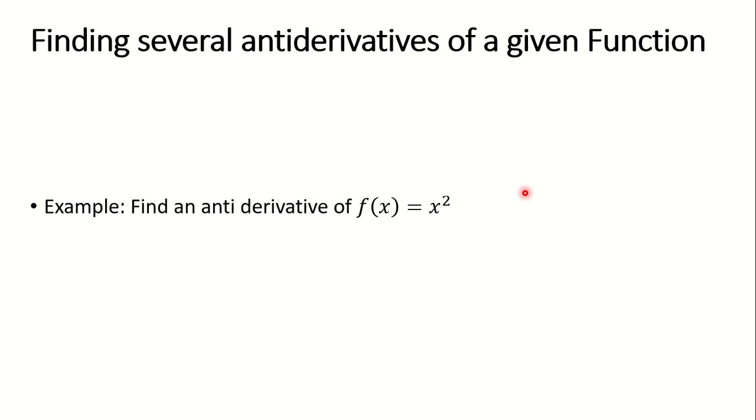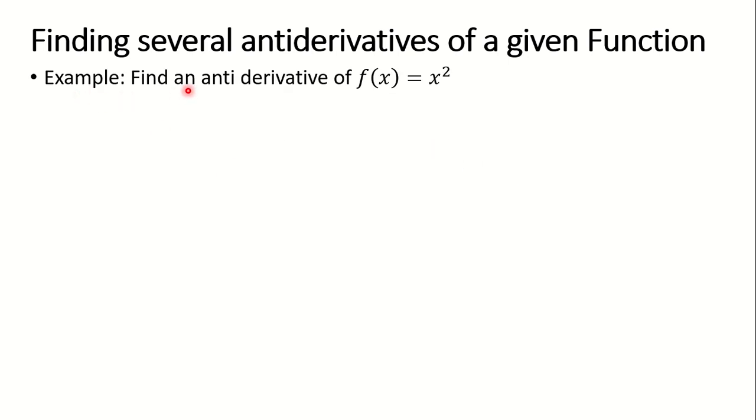Okay, so let's have finding several antiderivatives of a given function. So example, find an antiderivative of small f of x is equal to x squared. Okay, so maghahanap tayo, ganito yung concept niya. Maghahanap tayo ng function na kapag kinuha natin yung derivative niya, ang lalabas ay x squared.